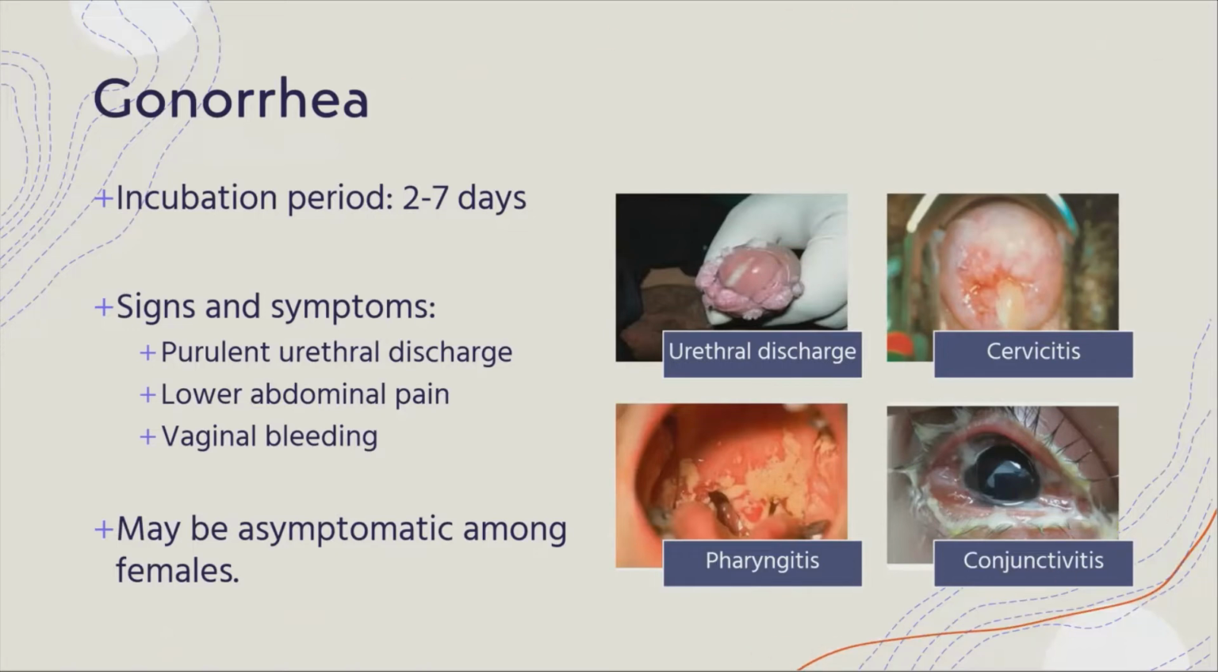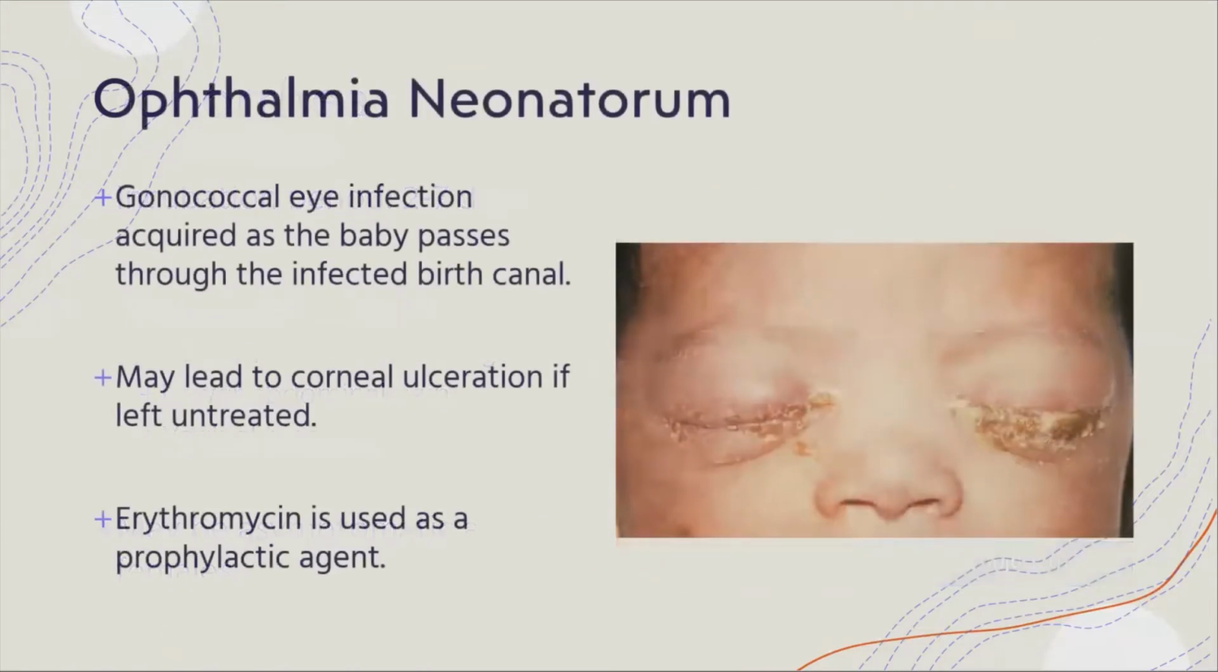We also have a specific type of gonorrhea called your ophthalmia neonatorum, which affects particularly yung mga newborns natin. Kasi 'di ba sabi natin nga ang gonorrhea ay makukuha din ng mga babies kapag or during normal delivery from an infected mother. So this is a gonococcal eye infection acquired as the baby passes through the infected birth canal. Kasi 'di ba ang nai-infect ay yung cervix, doon dadaan yung baby kapag or during childbirth. So it may lead to corneal ulceration and eventually blindness if left untreated.